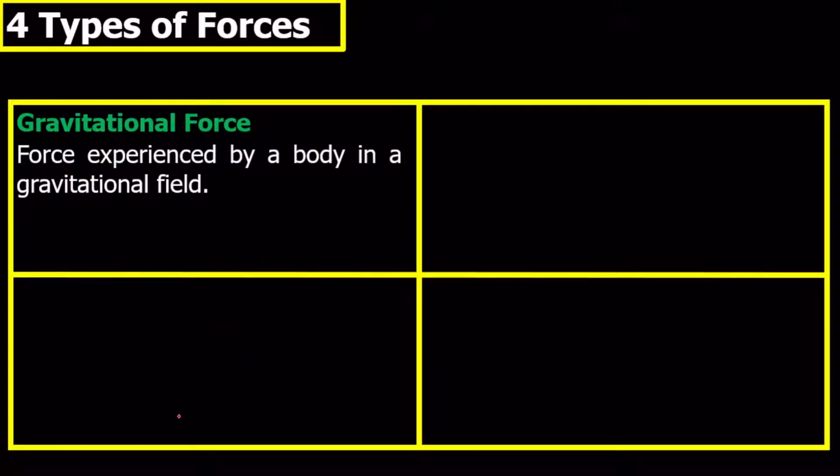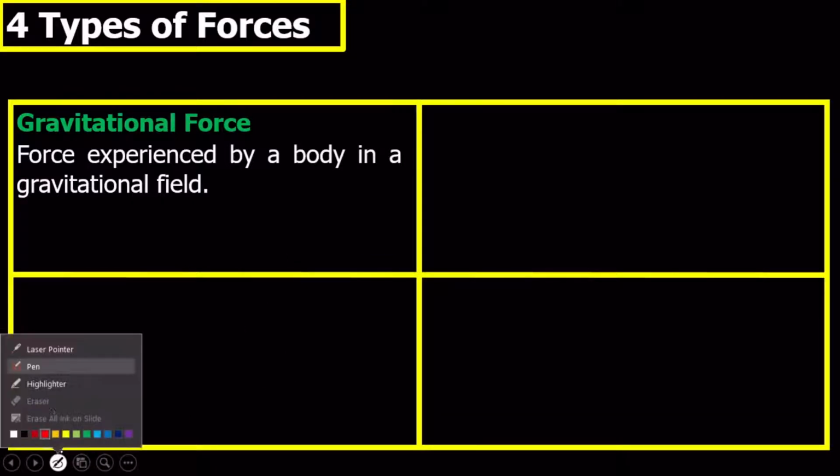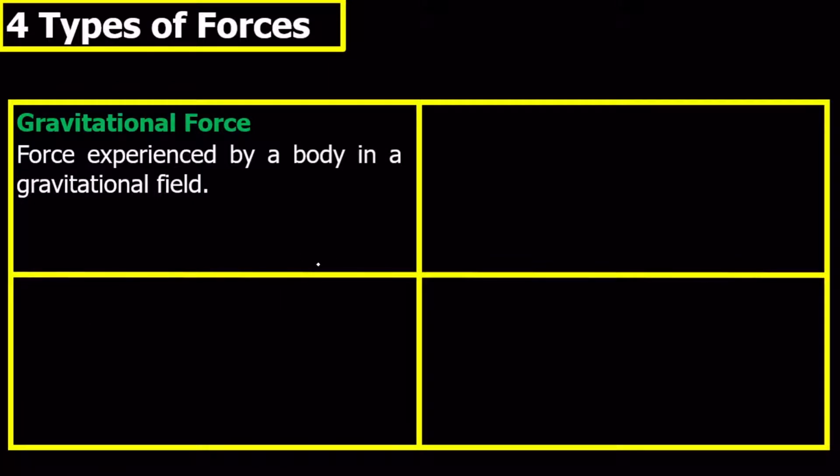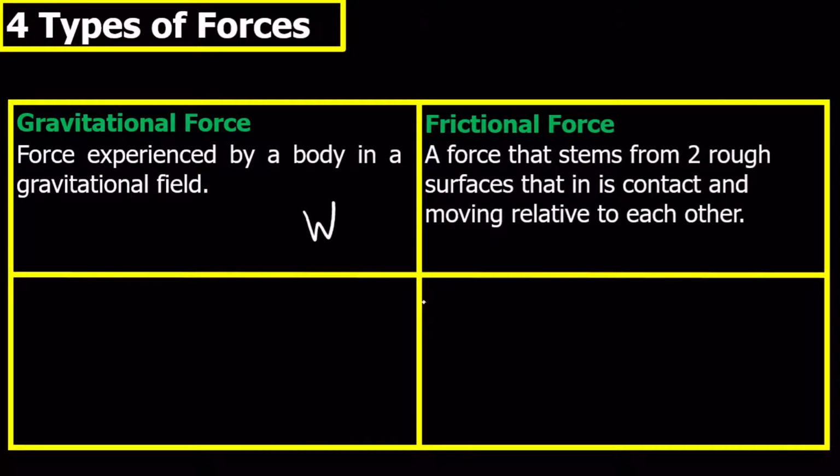Gravitational force is the force that is experienced by a body if that body is in a gravitational field. We generally call this weight. So when we say how weighty something is, it's how much it interacts with the gravitational field. So weight. The second one is what we call frictional force.